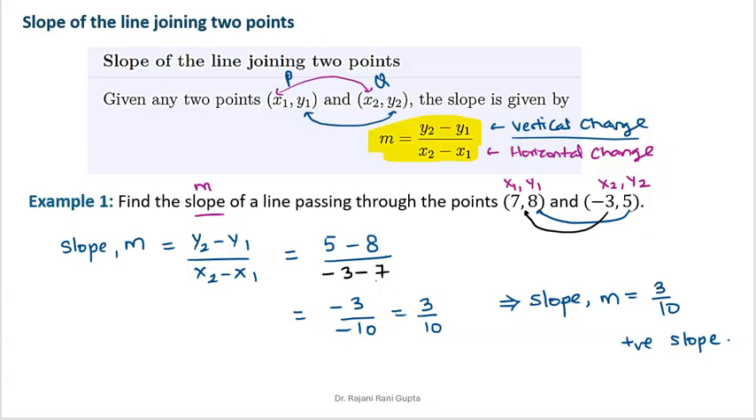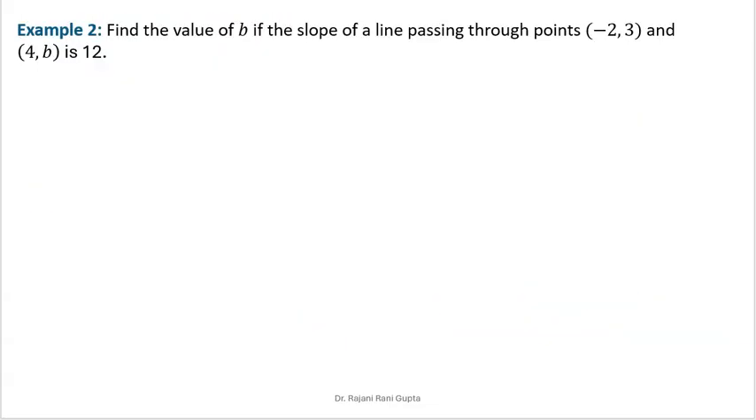Let's solve another question, to see what other ideas they can use to ask questions based on the same rule. For instance, they ask you to find the value of b, if the slope m of a line passing through the points minus 2, 3 and 4, b is 12. So here they have given that the slope m is equal to 12. The value of slope is given, and you have to find b. Can you see b somewhere? Yes, it is one of the coordinates of the point.